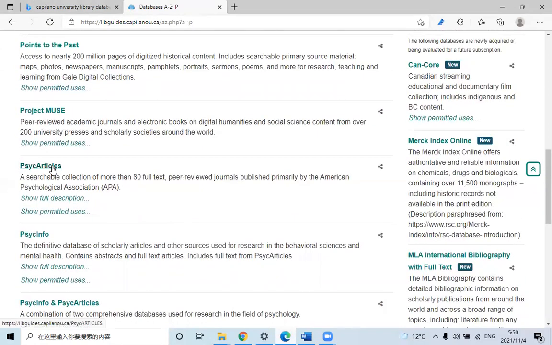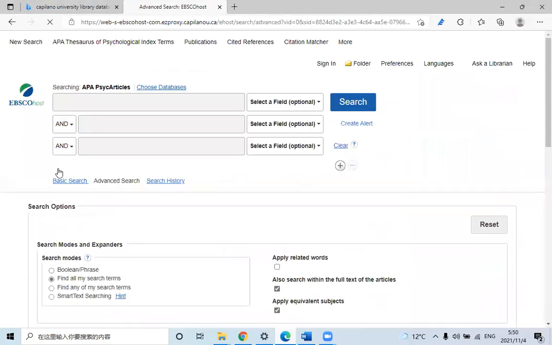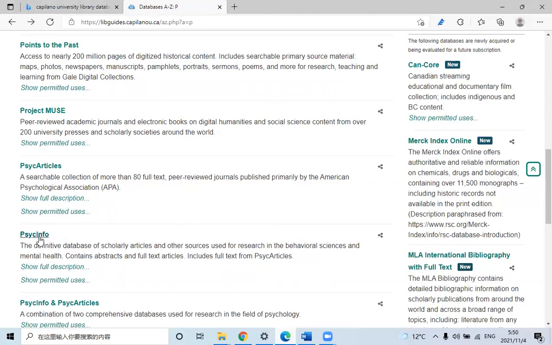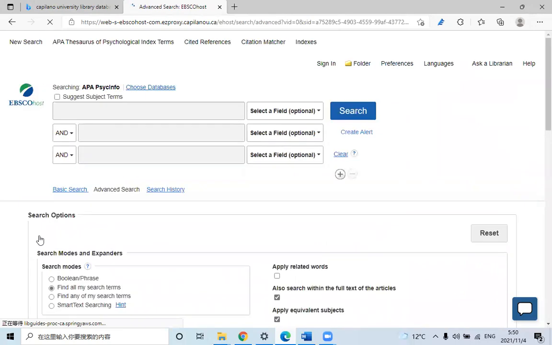PsychArticle is also a very good database. It gives you full articles. If you search under PsychArticle, it will list all the resources in psychology that have full text available. But I would use PsychInfo. PsychInfo also gives you articles that you don't have access to the full text. You have access to the title and abstract.